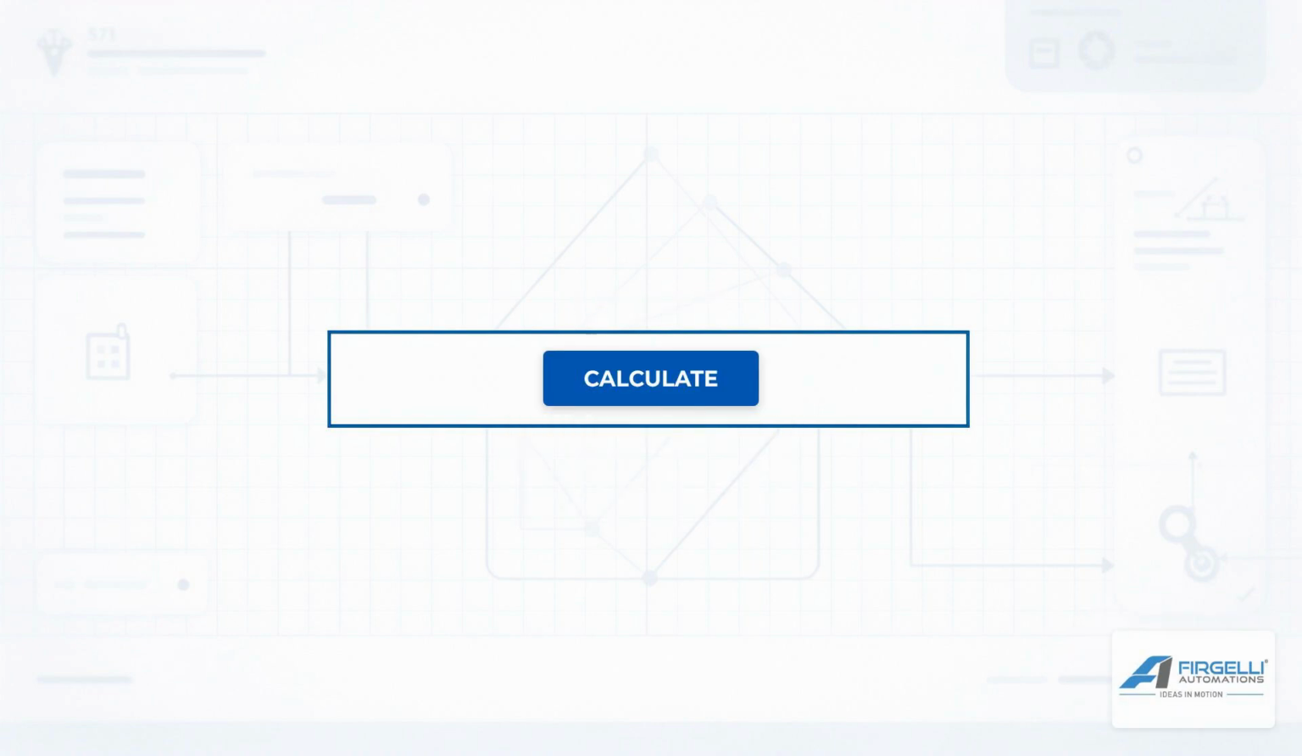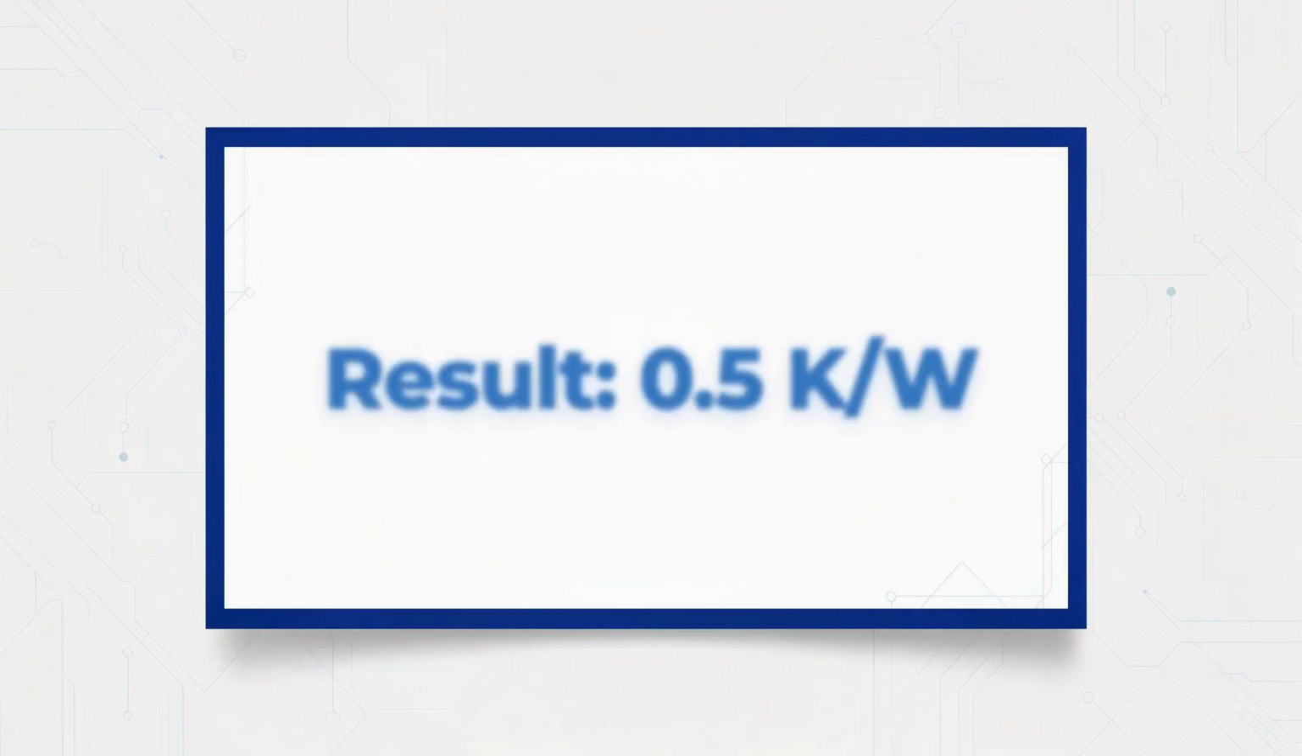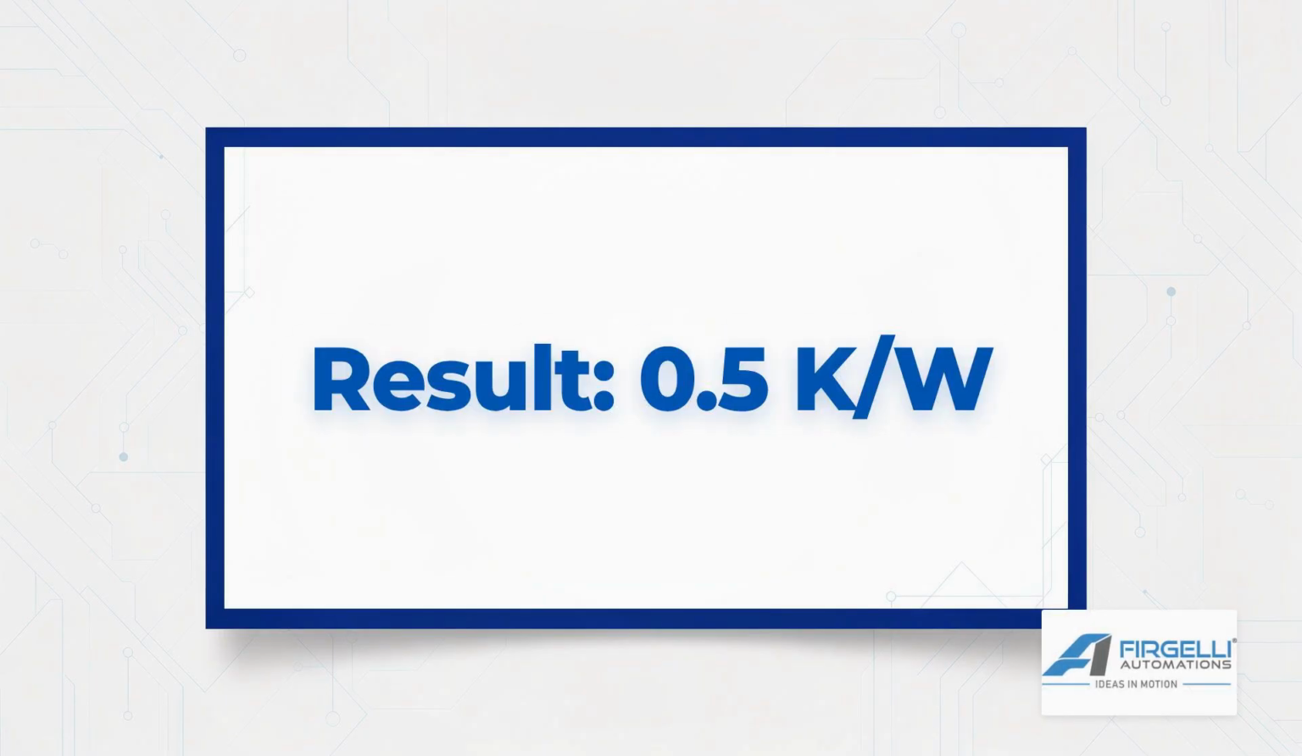The calculator instantly provides the thermal resistance result in Kelvin per watt. In this case, we get 0.5 Kelvin per watt. This tells us how much temperature difference exists across the insulation for each watt of heat flowing through it.